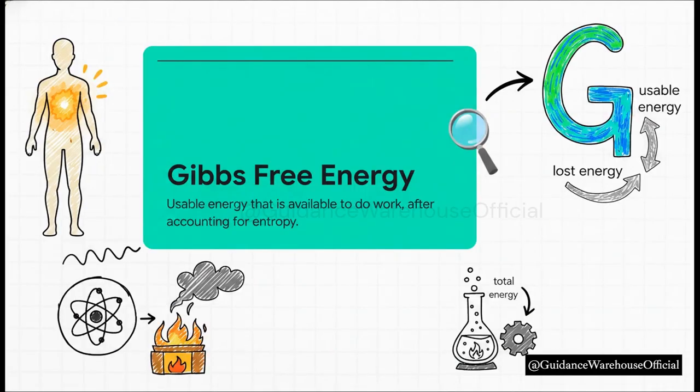Enter a brilliant scientist named Josiah Willard Gibbs. He developed a measurement we now call Gibbs free energy, which we abbreviate with the letter G. You see, when a chemical reaction happens, some energy is inevitably lost as unusable heat. We call that lost energy entropy. Gibbs free energy is simply the usable energy that is left over. Think of it as the biological budget you actually have available in your account to do cellular work.